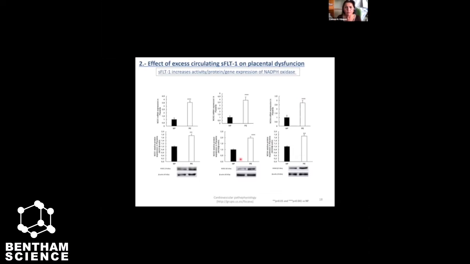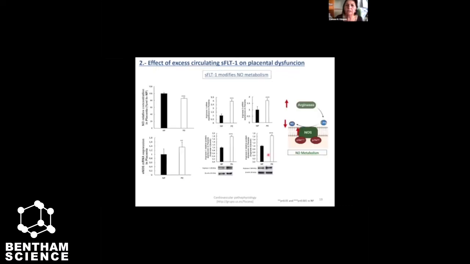Here we can see the gene expression and protein expression of NADPH oxidase isoforms 1, 2, and 4. All isoforms were increased, both the gene expression and the protein expression.